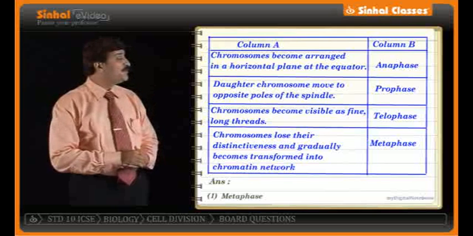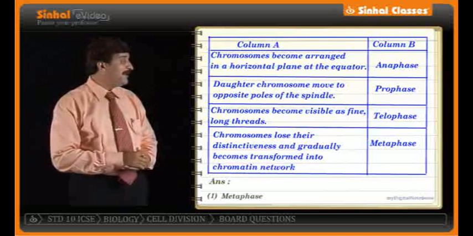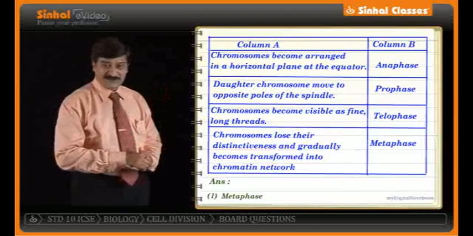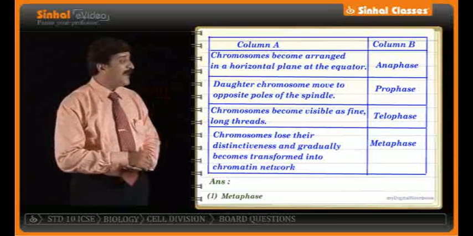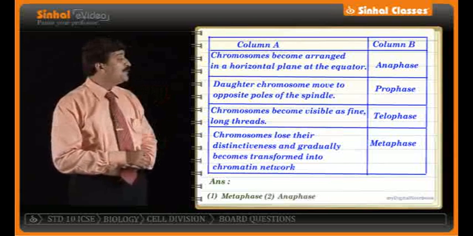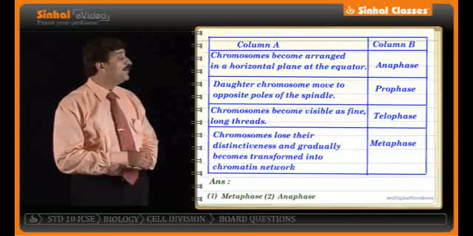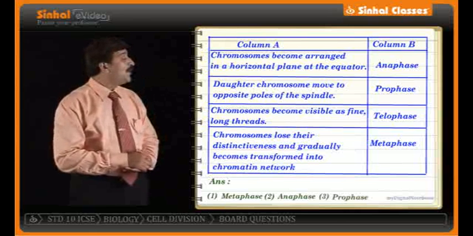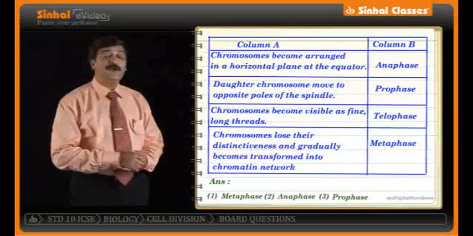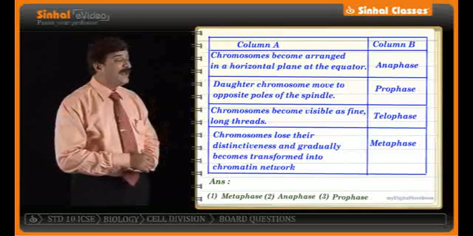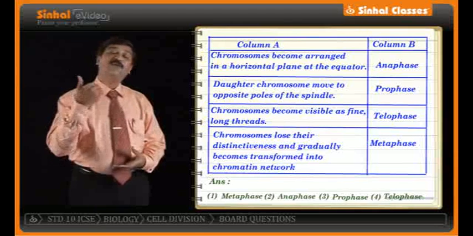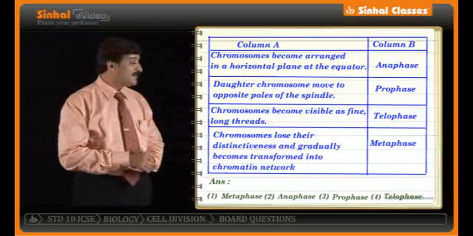Take the second one. Daughter chromosomes move to opposite poles of the spindle. And what should be the answer? Here on the right side, in column B, it's written there as prophase. Is it prophase? No. Answer has to be anaphase. Take the third one. Chromosomes become visible as fine long threads. And here the answer should be prophase. And in the fourth one, chromosomes lose their distinctiveness and gradually become transformed into chromatin network. And here the answer should be the remaining one, that is telophase. So read the sentences properly. Try to recall what you have already studied and then answer such questions.